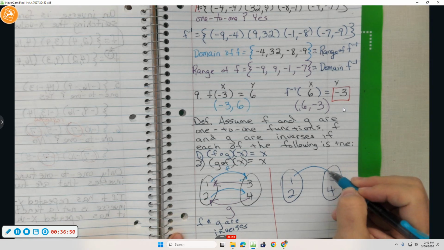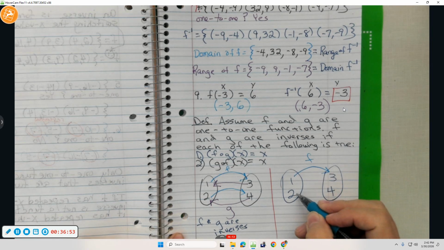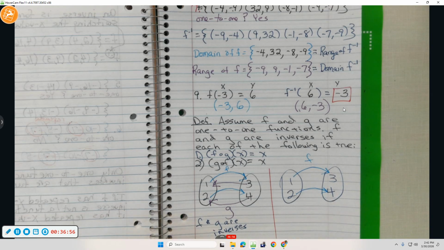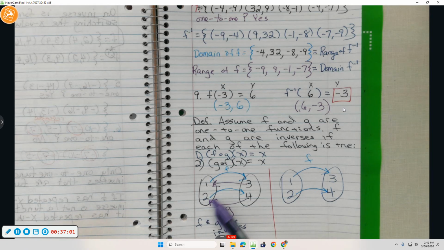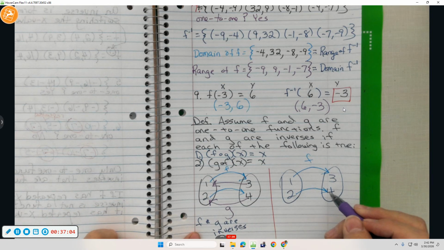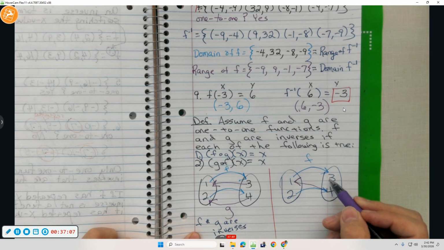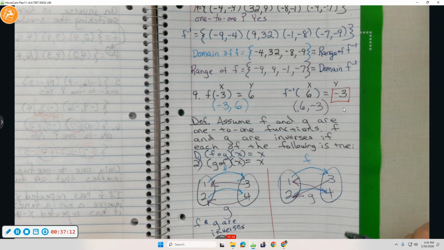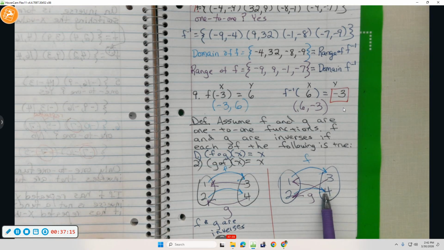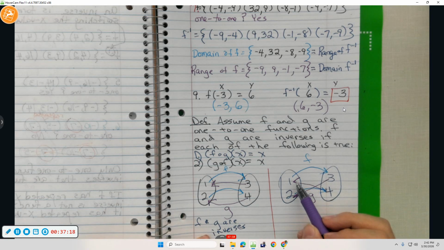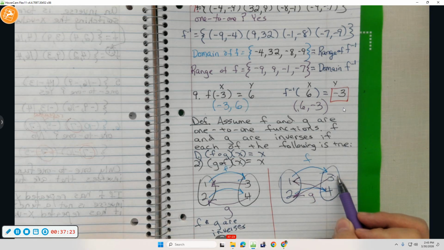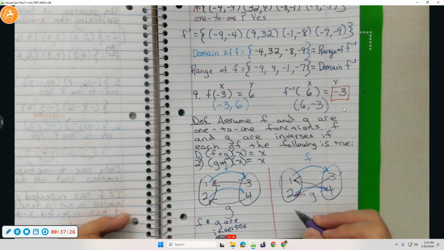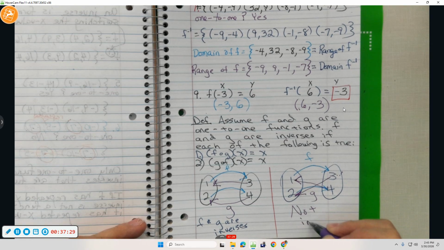I'll let f take 1 to 3 and 2 to 4. But suppose g didn't just reverse the ordered pairs. Suppose g took 4 to 1 and 3 went to 2. Perform the two. Let's just start here at 4. 4 goes to 1. Where does 1 go? To 3. You don't end where you started. That means these are not inverses.